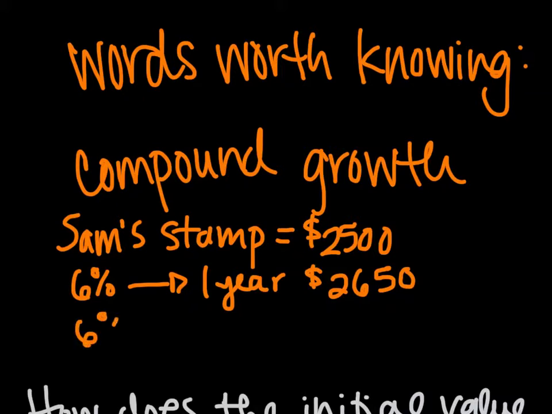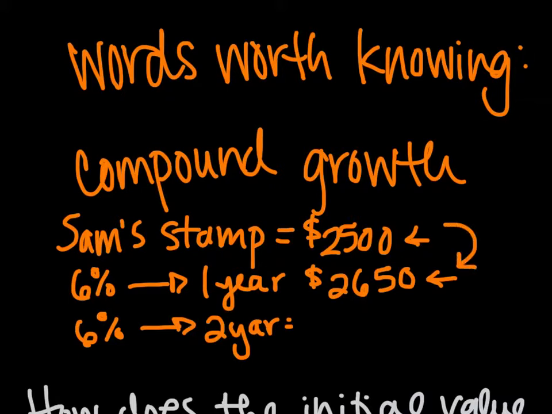In the second year, it still had that 6% growth rate, so we are not just taking that 6% of our initial value. We are multiplying this 2650 by that 6% and adding 2650 to it. So our growth is compounded through the previous transaction. We end up getting something like 2809 as our value for that second year. Because it relies on the year prior's value, this is what is called compound growth.